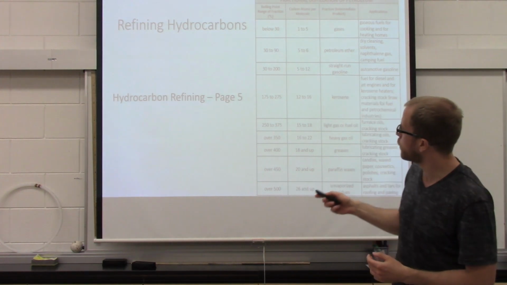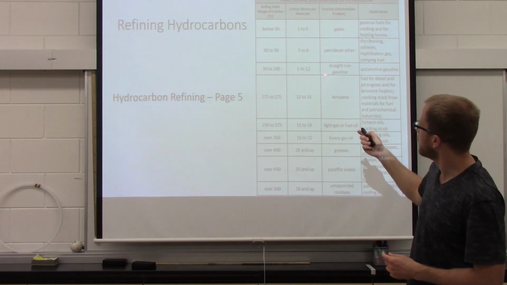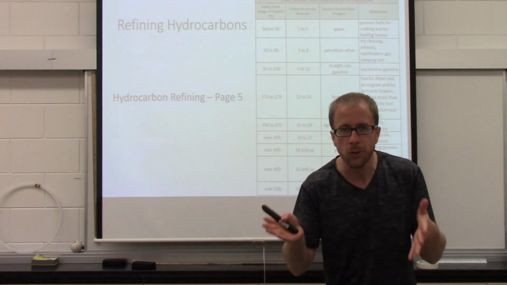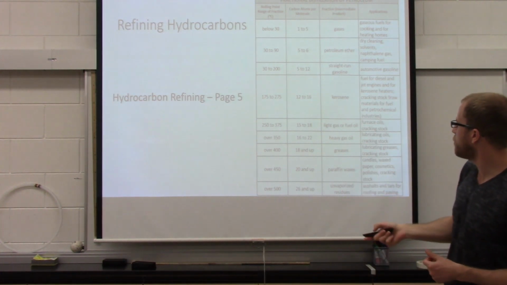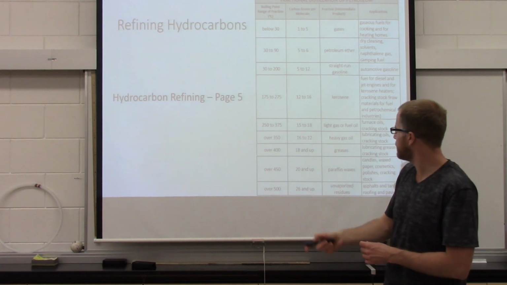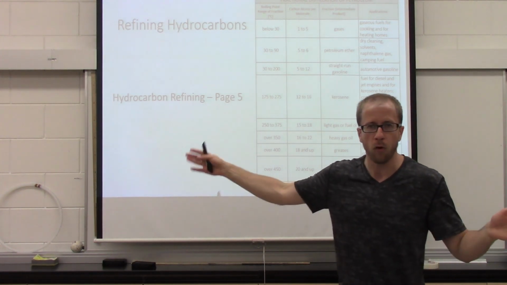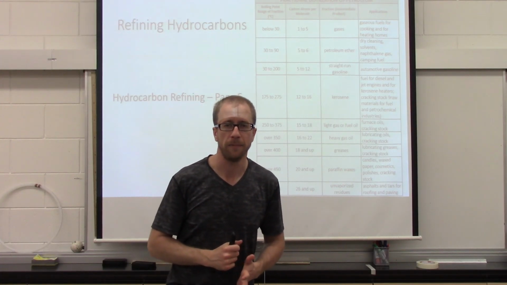And this produces all of your products from gasoline, which is in that octane range, right? That 8 carbon-ish range, all the way up to things like paraffin waxes or greases, which have 18 or more carbons in their chain.